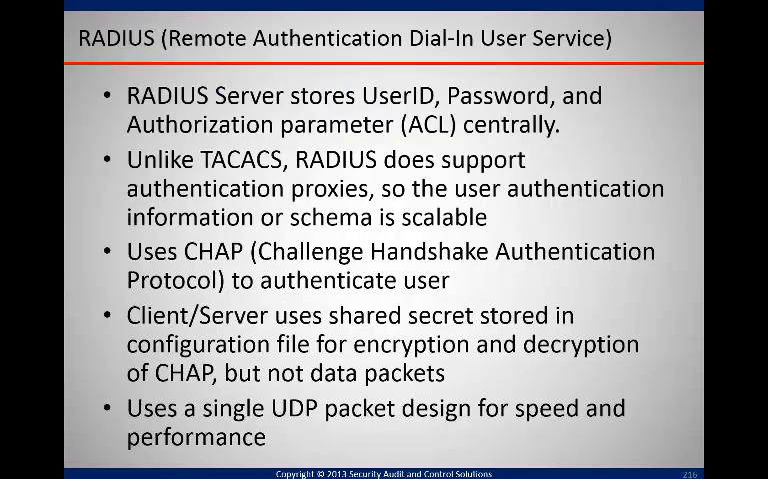When you look at Radius, Remote Authentication Dial-In User Service, the Radius server stores user ID and password and authorization parameter ACLs centrally. Unlike TACACS, Radius does support authentication proxies, so the user authentication information or schema is scalable. It uses CHAP, or Challenge Handshake Authentication Protocol, to authenticate the user. Client-server uses a shared secret stored in the configuration file for encryption and decryption of CHAP, but not the data packets. It uses a single UDP packet designed for speed and performance.